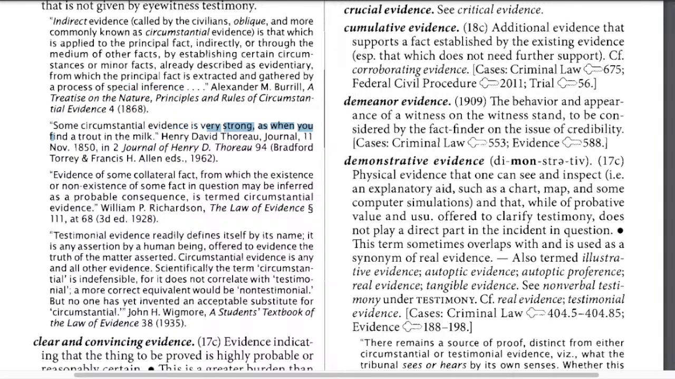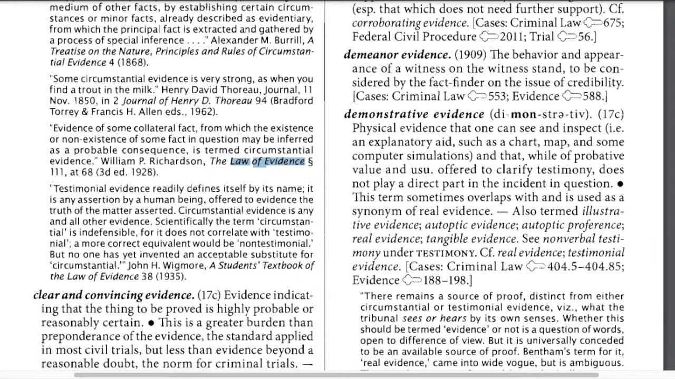Some circumstantial evidence is very strong, as when you find a trout in the milk. So evidence of some collateral fact from which the existence or non-existence of some fact in question may be inferred as a probable consequence is termed circumstantial evidence. That's from the Laws of Evidence, 1928.